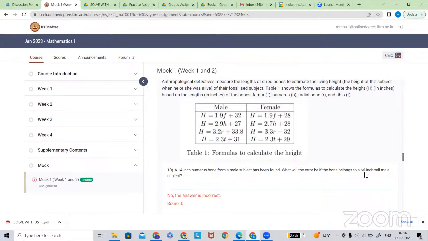It is already given. You have 66 inches, and you calculated the height. Now you can subtract, the greater one from the lesser one. That is going to be the error, right? Okay, sir.